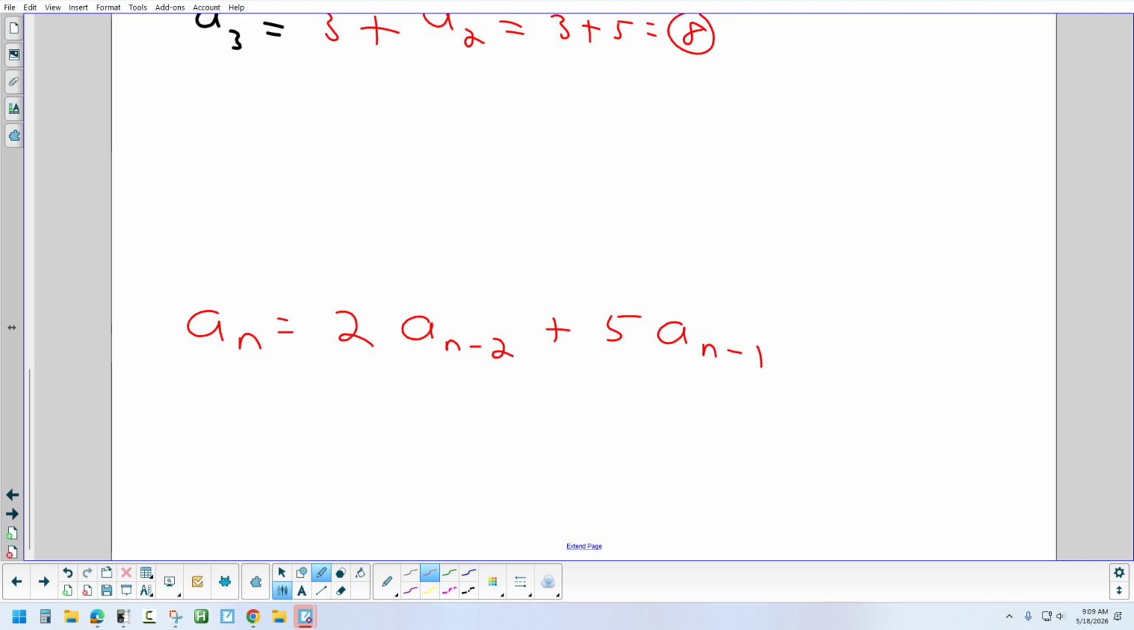So what that means is, to get a term in the sequence, you have to double the term that came 2 before the one you want, and then add 5 times the one that comes immediately before the one you want. So that's a much more complicated recursive formula. And trying to change that to explicit could be challenging. It might be a quadratic pattern. We'd have to try to look at it and figure it out.